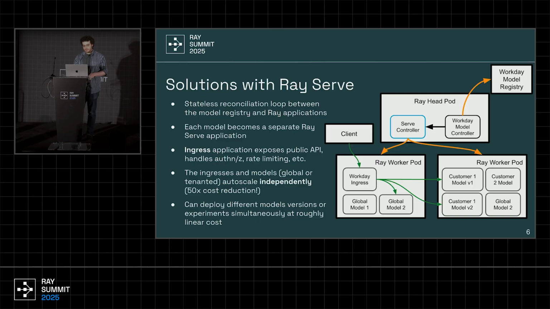Because now we can do things like deploy different model versions or A/B test experiments at roughly linear cost. In this system, if you want to add a new model, you just add that new model with whatever your minimum chosen number of replicas is, like 3 for fault tolerance. So that happens at roughly linear cost instead of having to clone the entire deployment and stand up new copies of replicas of global models that aren't under the experiment.